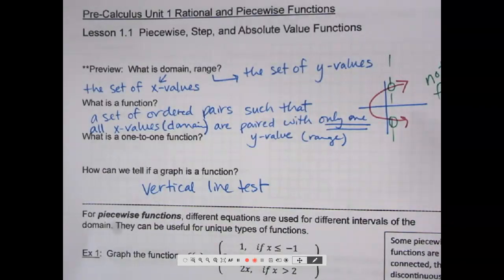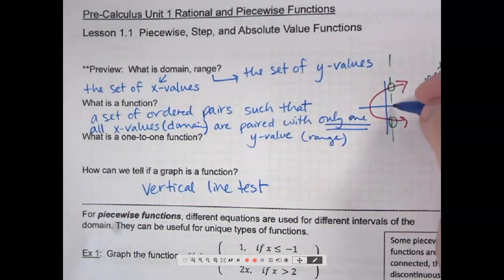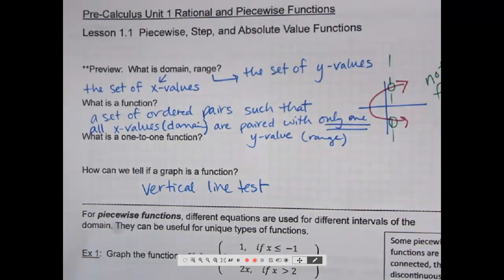So the issue here with this graph was that I had this X value, let's say it was 1, and I had an ordered pair (1, 3) and an ordered pair (1, -3). That 1 being paired with two different Y's is what made it not a function. And that's how the vertical line test tells us.